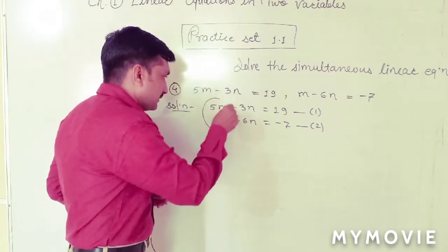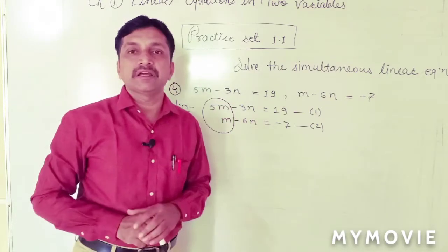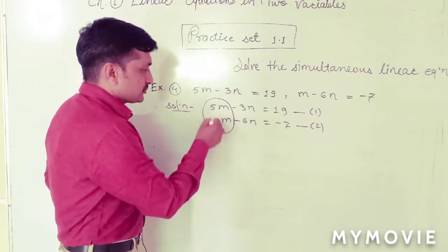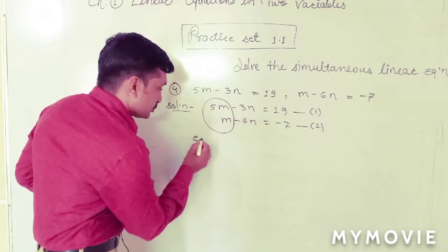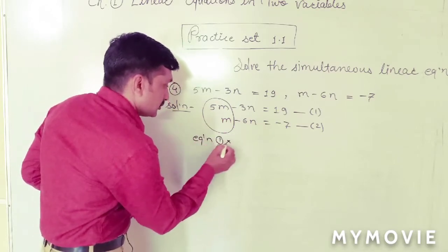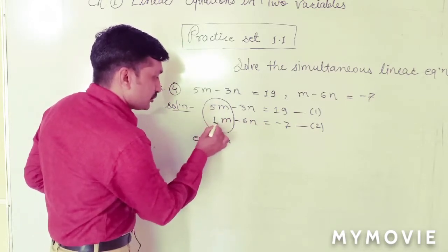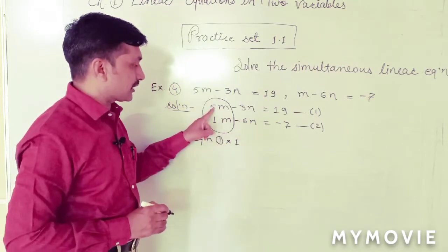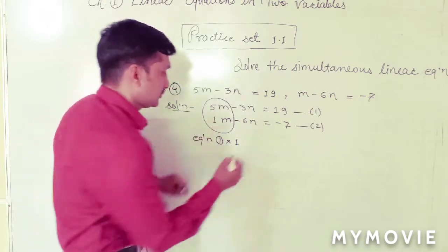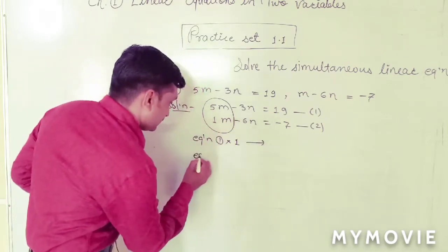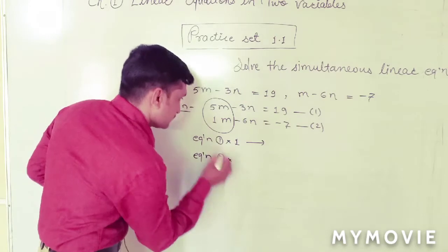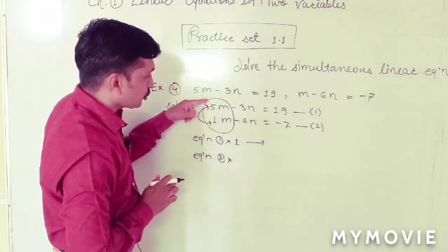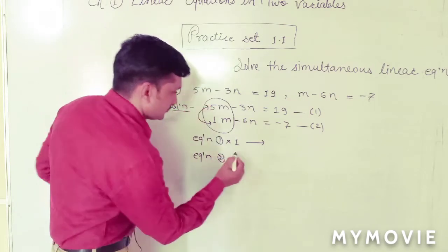Now I select m for elimination. What to do now? Here just exchange their coefficients. Equation 1 multiplied by the coefficient of m of the second, which is 1. And equation 2 multiplied by the coefficient of m of the first, which is 5.